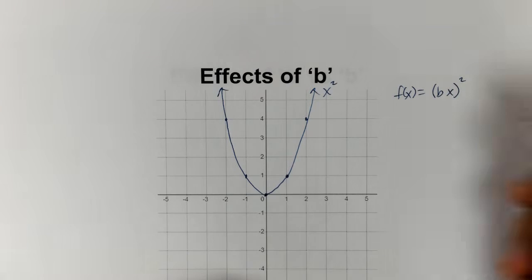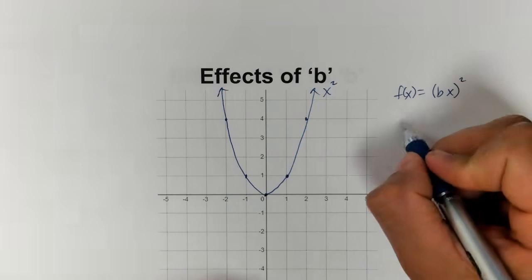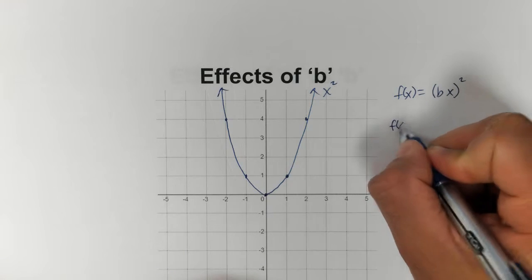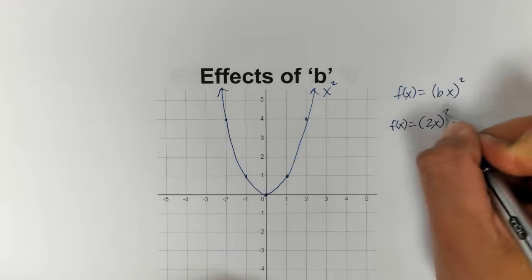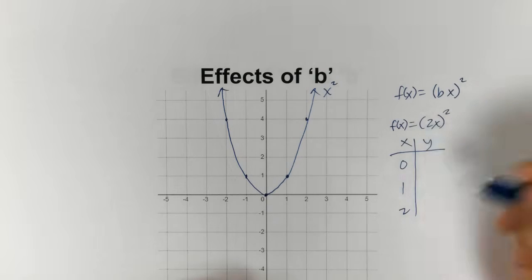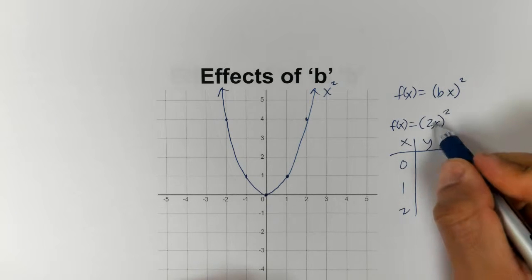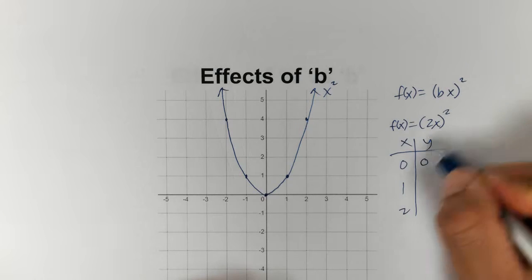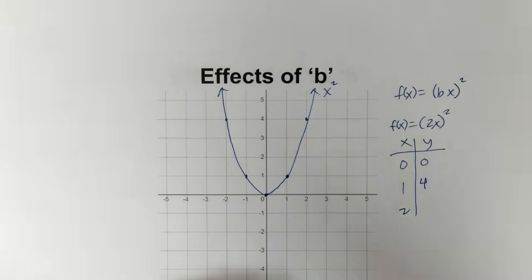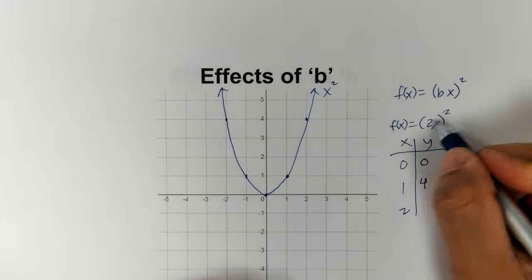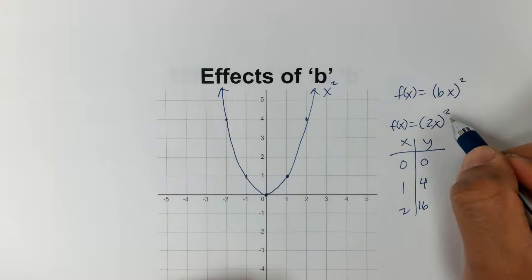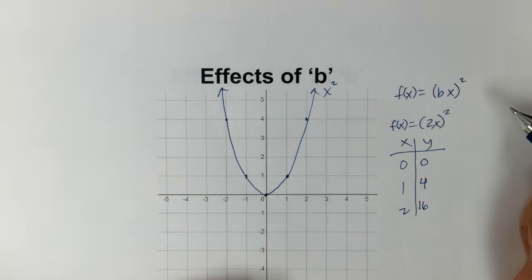So let's try it. If I multiply this by, let's say, 2, what happens if the function is (2x) squared? Well, let's graph the points. 0, 1, and 2. 0 times 2 is 0. Squared is still 0. 1 times 2 is 2. Squared, I get 4. 2 times 2 is 4. Squared is 16. Right? I got to do what's inside the parentheses first, and then I do exponents.